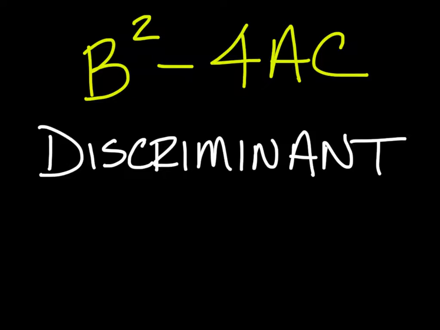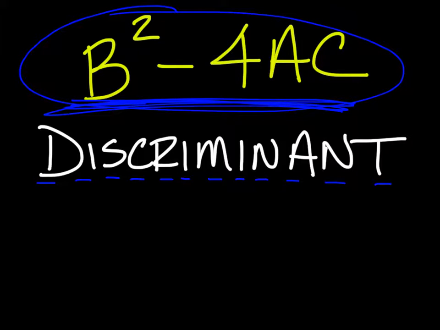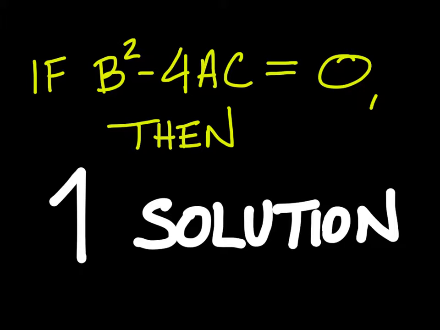B squared minus 4ac is the discriminant. Discriminant. B squared minus 4ac. You're going to be using this that appears under the square root sign, not including the square root sign, just this item under it, to figure out if you have one solution, two solutions, or no solutions for your quadratic equation. If b squared minus 4ac is equal to 0, then you have one solution.